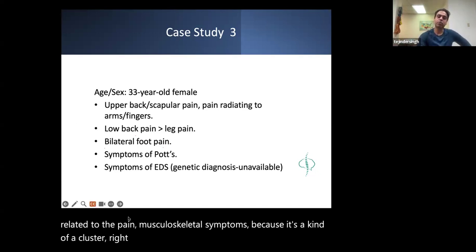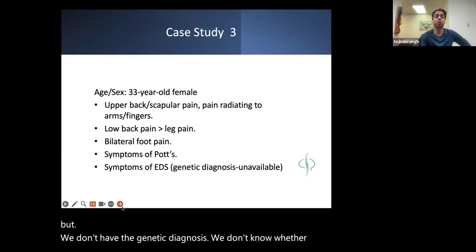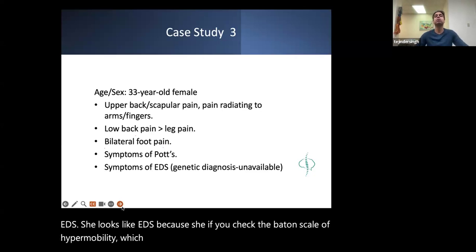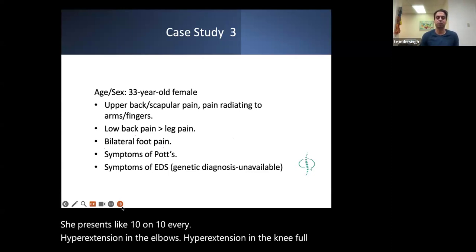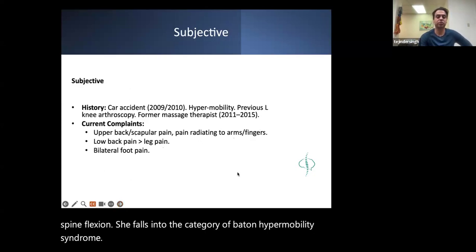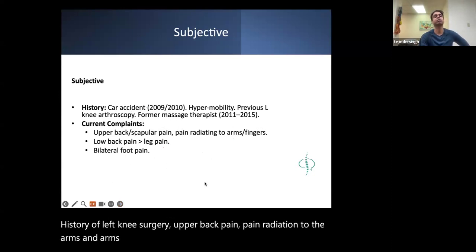So she does fall into the category of hypermobility, but we don't have the genetic diagnosis. We don't know whether it's EDS. She looks like EDS because if you check the Beighton scale of hypermobility, which we talk about in our module 1, she presents like 10 on 10. Every hyperextension in the elbows, hyperextension in the knee, full spine flexion, she falls into the category of hypermobility syndrome. She has a history of car accident, history of left knee surgery, upper back pain, pain radiation to the arms and legs, bilateral foot pain.